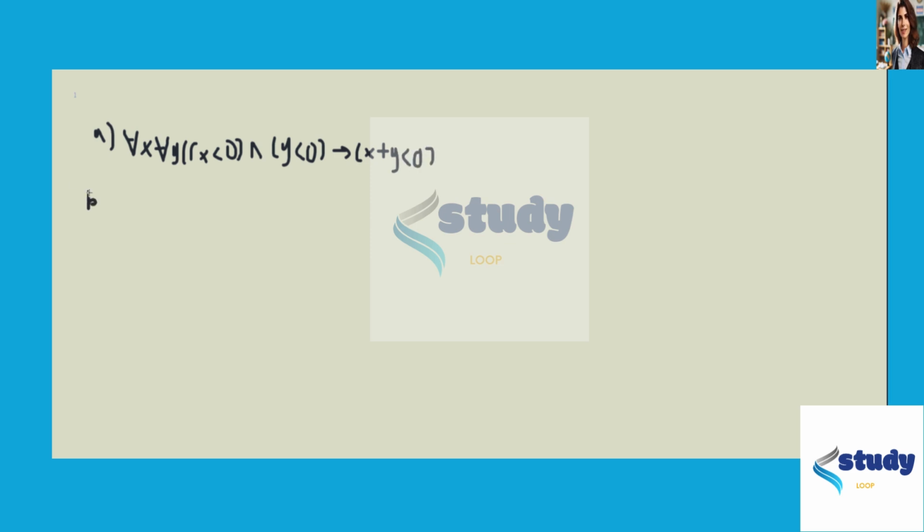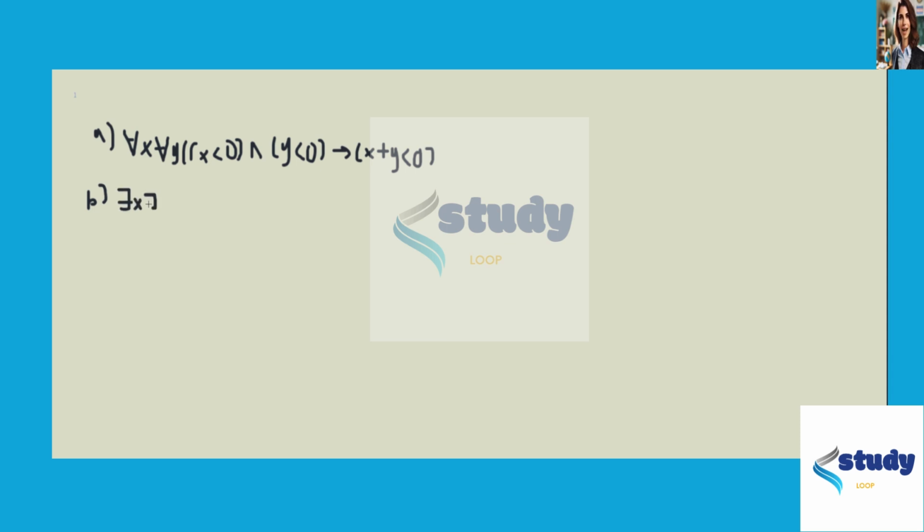For part B, we have the difference of two positive integers is not necessarily positive. So we know that something's positive when it's larger than 0. So a value is positive when it is larger than or equal to 0. So we can rewrite it as there is an integer x and y such that y and x are positive and their difference is not positive.